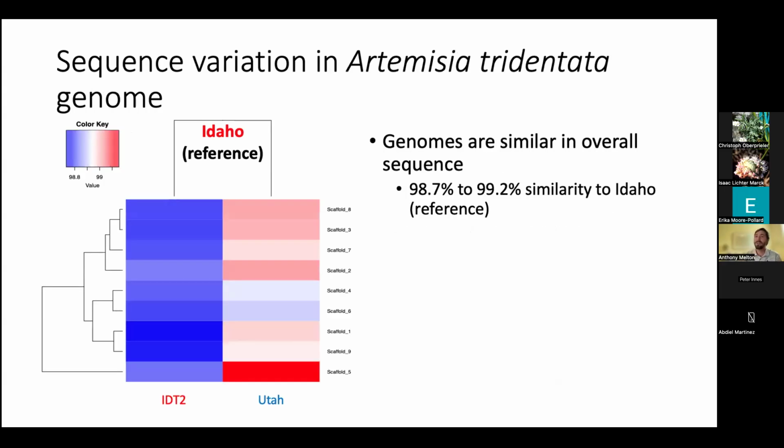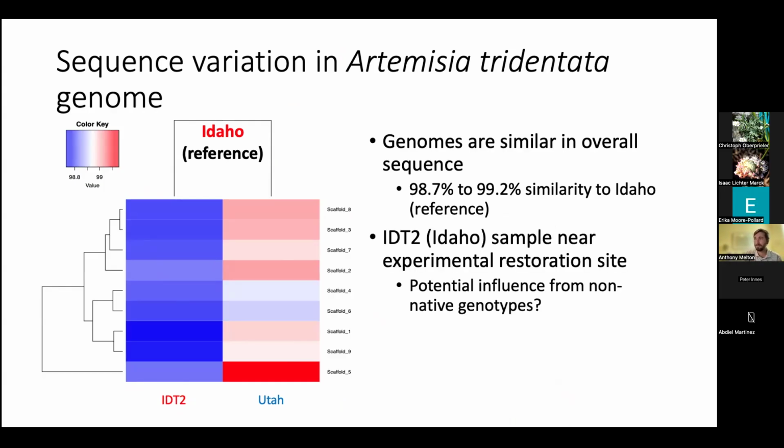Okay, so this heat map is showing sequence similarity to the reference genome. So red is actually more similar to the reference, blue is more dissimilar. And both of our genomes that we were comparing to the Idaho reference were very similar, but surprisingly, our Utah genome was actually more similar to the Idaho reference than the natural Idaho population.